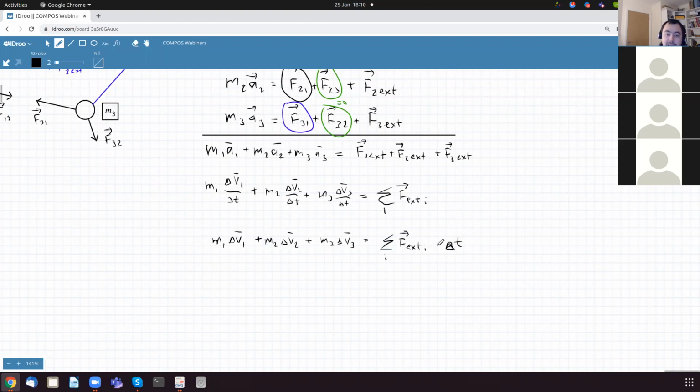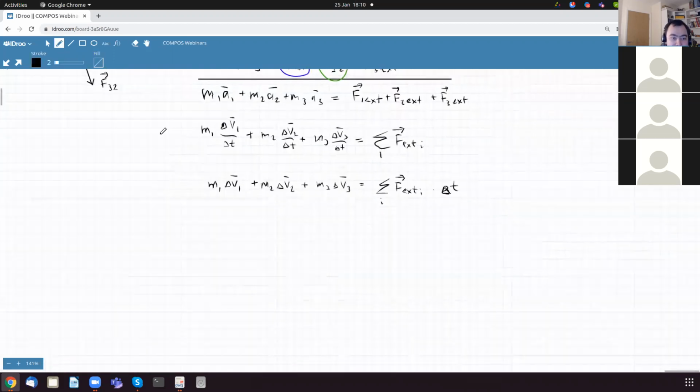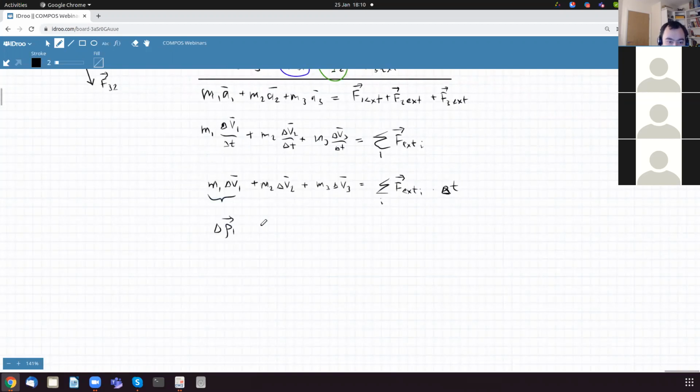Time is the same, so it might be inside the sum, like this, or it might as well be just outside. It's not important. The important thing is that this is delta P, the change in momentum of the first object. This is the change in momentum of the second object, delta P2. And this is the change in momentum of the third object.